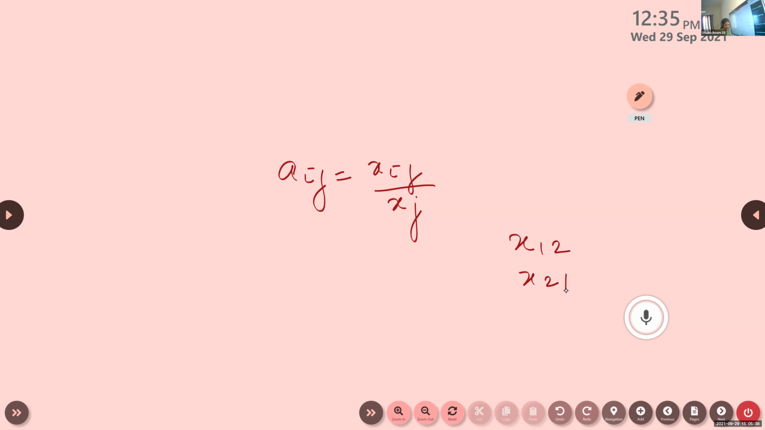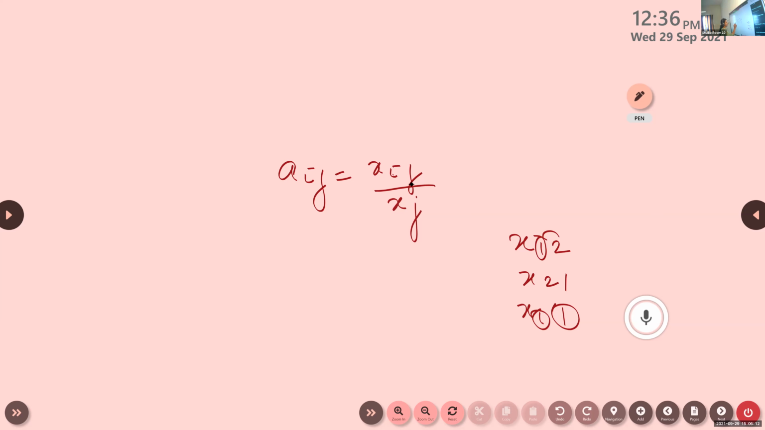X12 means produced by the first industry and it is sold to the second one. X11 means produced by the first one and used by the same. So Xij means produced by i and sold to j. So Aij is given by Xij by Xj.